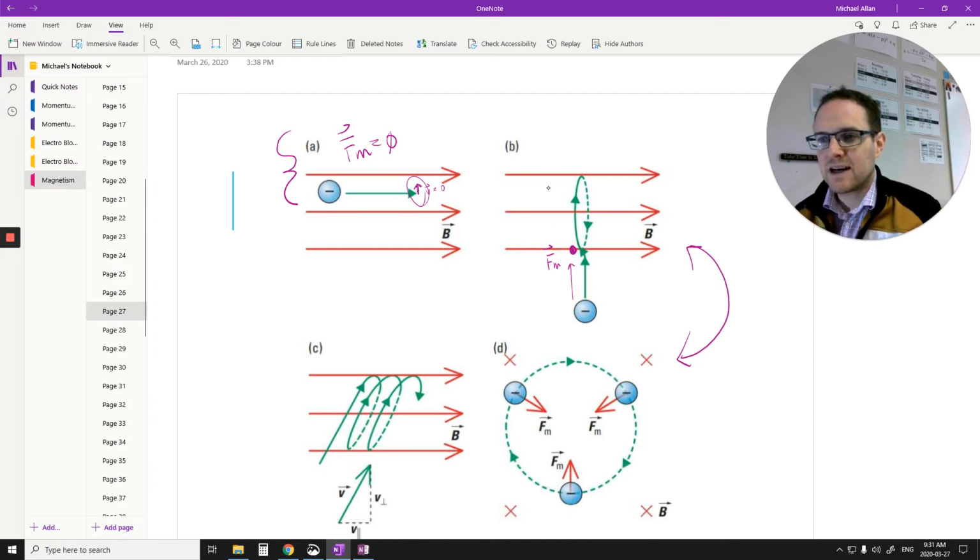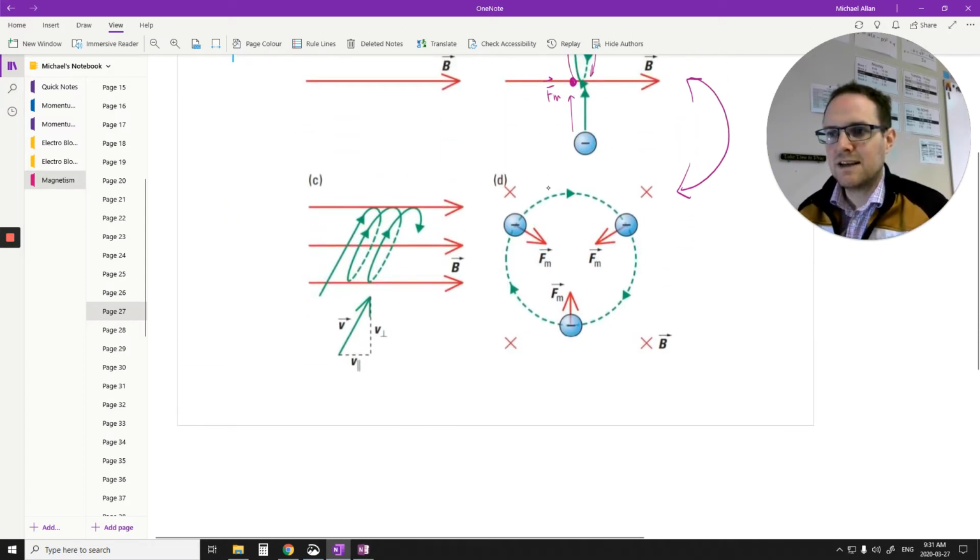But then something weird happens. It kind of wraps around and it goes in this kind of weird circle here. So it's going out of the page and then it goes back into the page up here and then back down to the other side in this kind of weird circular motion. And we can see that a little bit easier if you go down to B or D here.